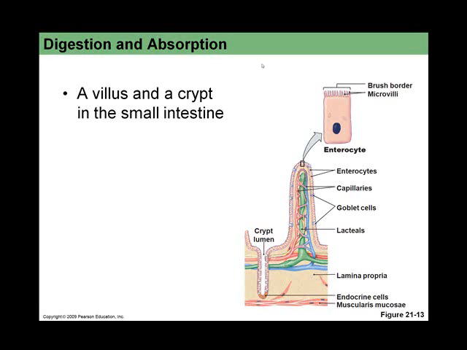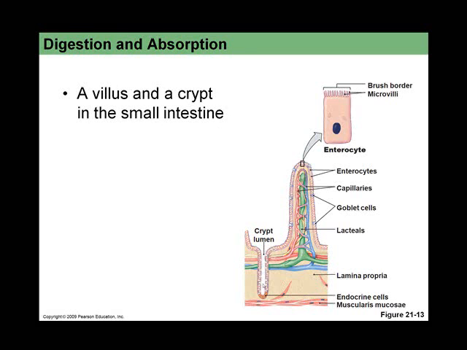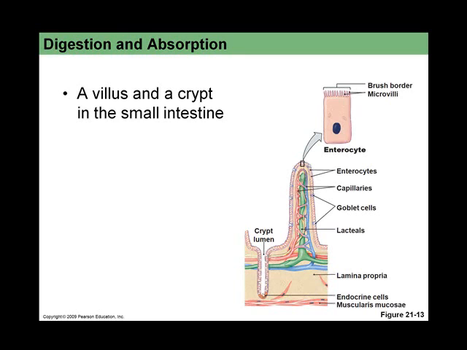Now to wrap this up with a short consideration of digestion and absorption. So a villus and a crypt in the small intestine are shown here. So there are endocrine cells in the deepest portion of the crypts in the small intestine, and that places them deep in the lamina propria near the muscularis mucosa, which separates it from the submucosa. And so you see the lamina propria continues up into the villus, and we see the surface epithelium.